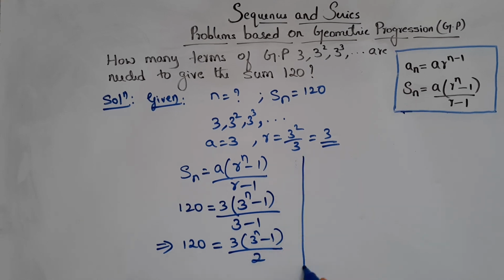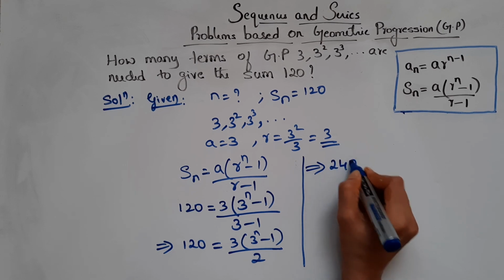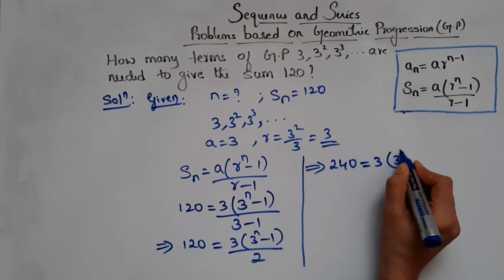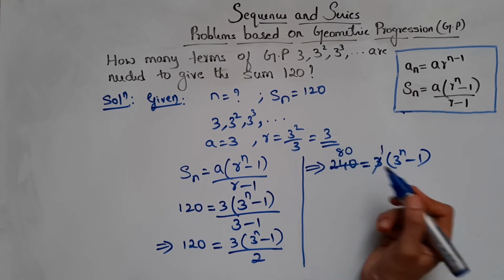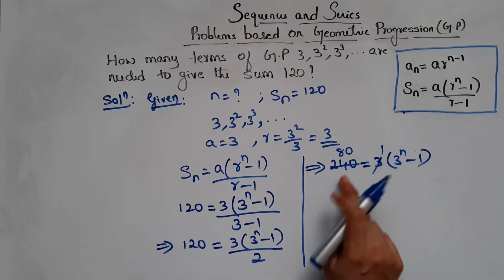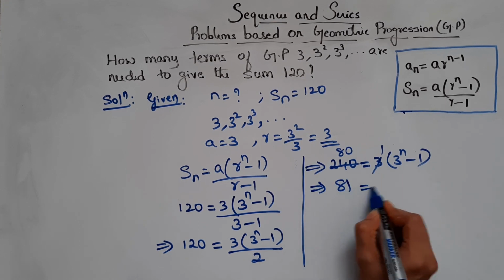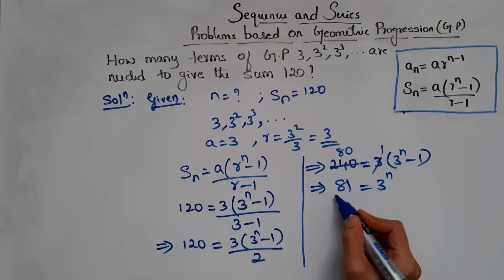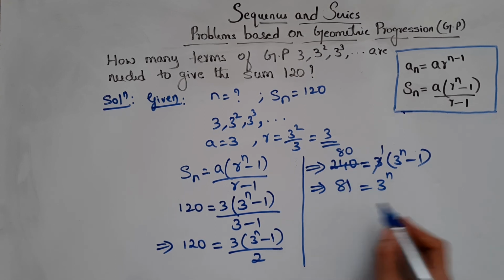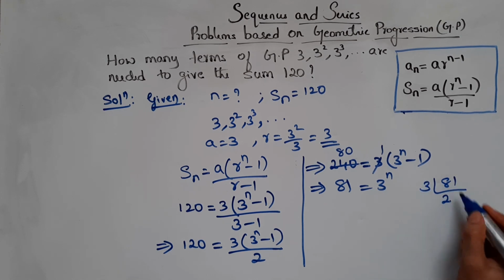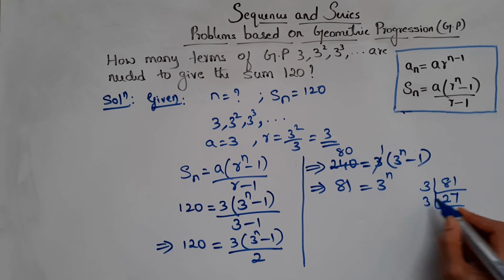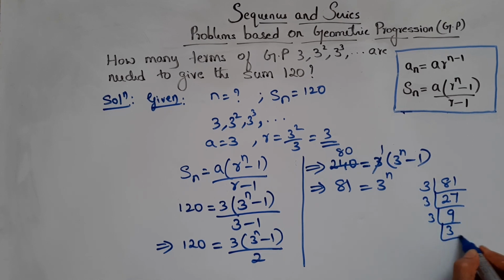So let me continue here. This implies 120 into 2 is 240, which is equal to 3(3ⁿ − 1). So 3 8s are 24, 0, so we have 80. This one we will bring to the other side. That will be 81, which is equal to 3ⁿ. Now we have to write 81 in terms of powers of 3. So how to do that? Let's divide 81 by 3. 3 2s are 6, 7, 8. So 3 7s are 21, 3 9s are 27, 3 3s are 9, 3 1s are 3. So this is 3, 1, 2, 3, 4, 3⁴.